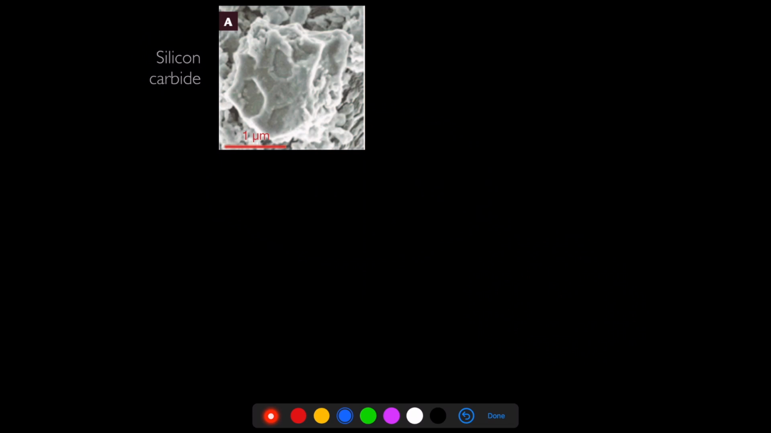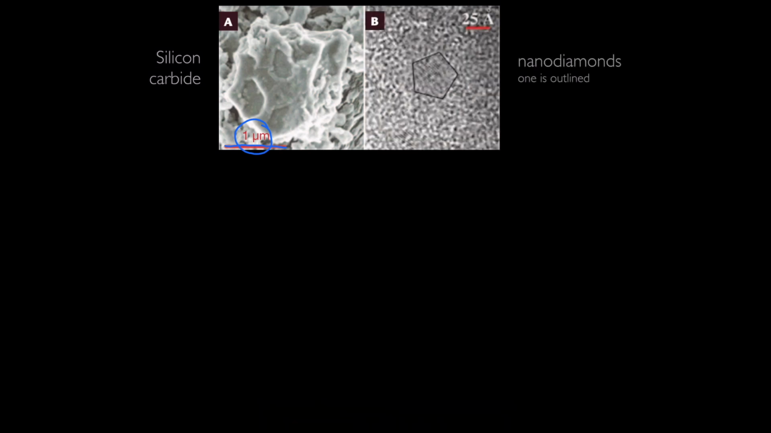Here are a couple of examples of how these presolar grains look. And you can already see that these are rather small. So this is 1 micrometer here, this scale bar. This is silicon carbide, and this is maybe up to 2 micron diameter, which is, as I said, already rather large for a presolar grain.